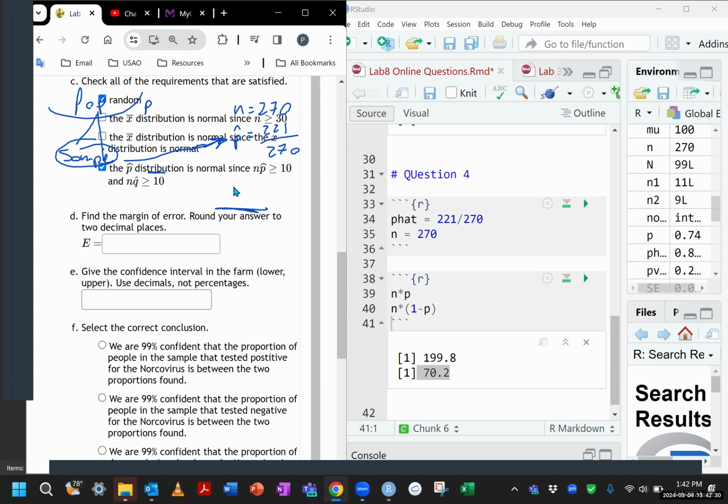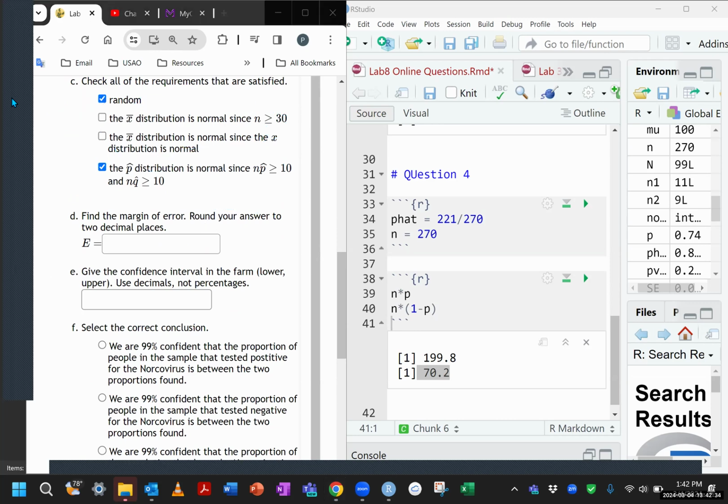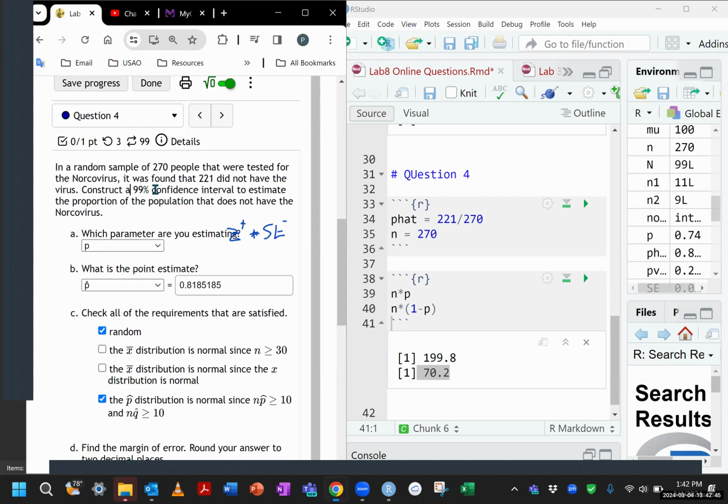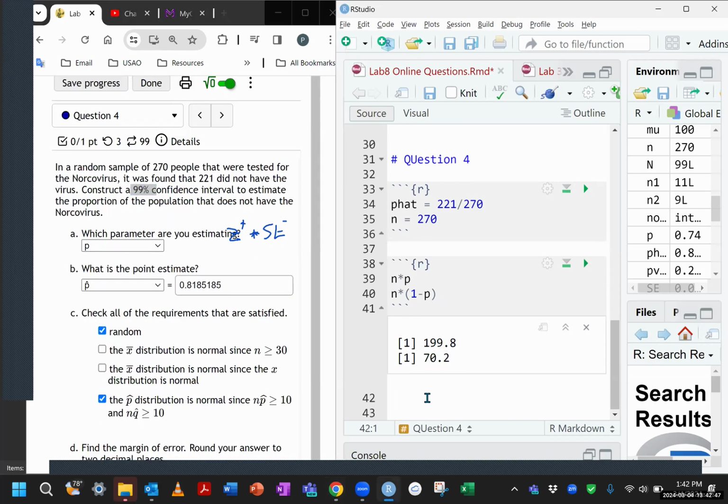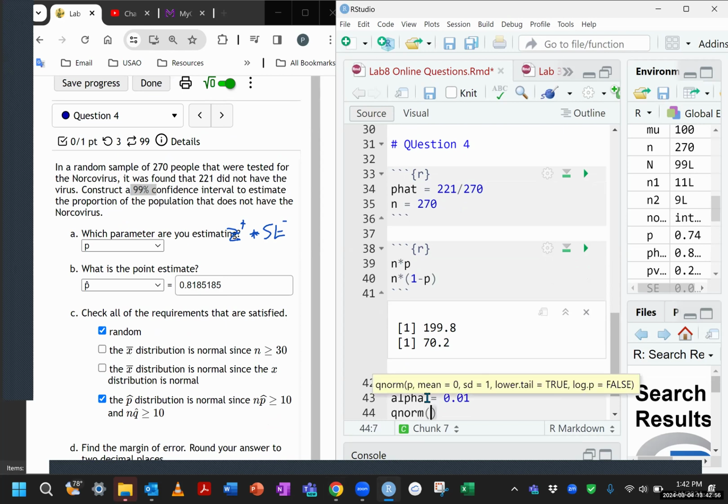Remember, as from before, the margin of error, I'm going to erase my work here. The margin of error is my z star times the SE. Let's first find our z star. Z star comes from the confidence level that we want. So we're looking in this problem at a 99% confidence interval. That means alpha is 0.01. That's our significance. I'll say qnorm of 1 minus that divided by 2 to account for the two tails.